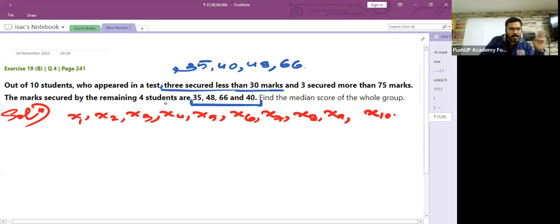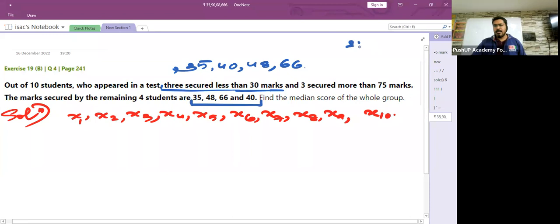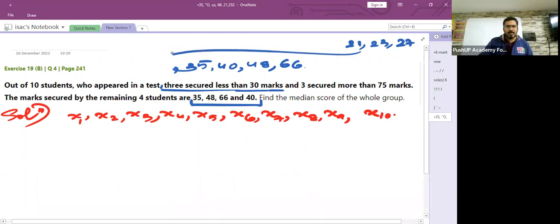So all those 3 marks should be arranged towards the left-hand side of 35. You will agree with it? We are arranging this data in the ascending order. So those students who got less than 30 marks should be arranged on the left-hand side of 35. Do you all agree with it? Say, for example, those 3 marks were 21, 23, and 27. Are all the 3 marks less than 30? Yes. So children, won't I be arranging these numbers on the left-hand side of 35? Yes, because 21, 23, and 27 are less than 35.